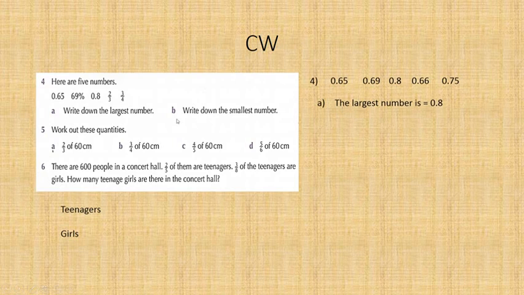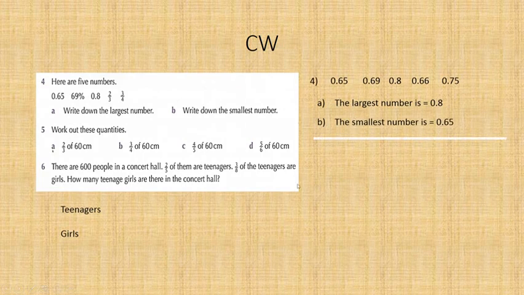And question number B is to write down the smallest number. So what's the smallest number here? Here's 0.7, 0.6, 0.8, 0.6, 0.6. I have three 0.6. So let's go to the next digit for every number here. So it's 5, 9, and 6, which means that 0.65 is the smallest number. So the smallest number is going to be 0.65.